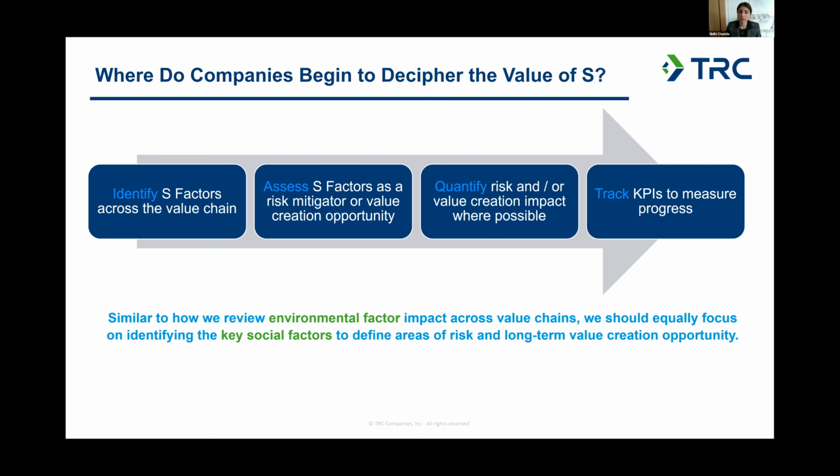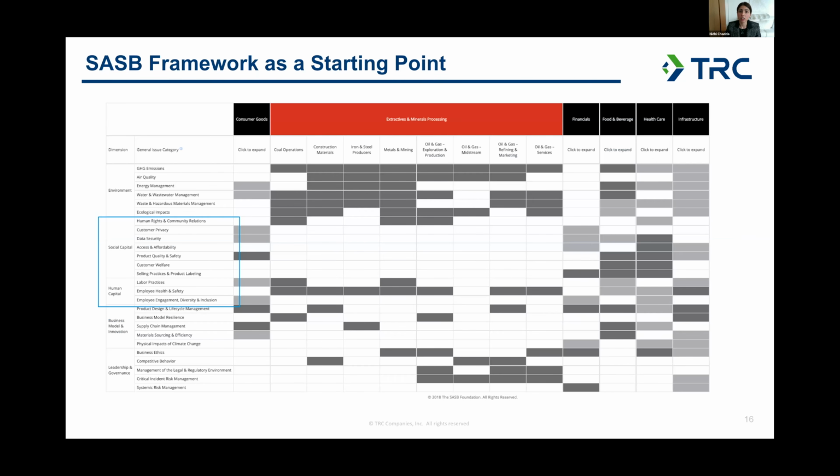So just like we look at environmental factors and look at the impact across value chains, we should equally focus on key social factors to define risk and long-term value creation opportunity. Now, there are some frameworks that are increasingly putting metrics out there which are helping to improve the comparability. We'll start with the SASB framework as a key starting point.